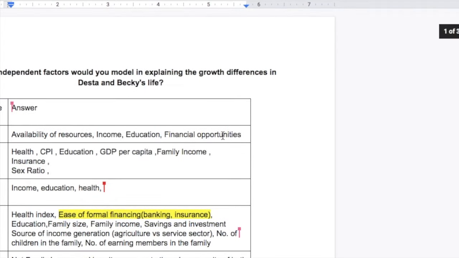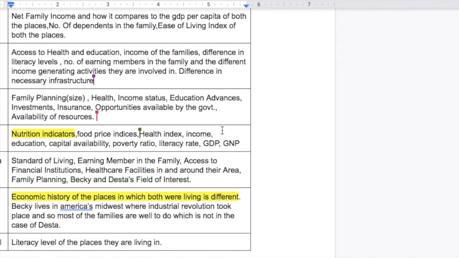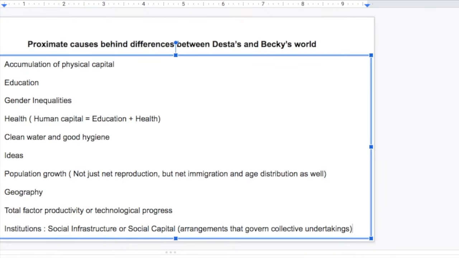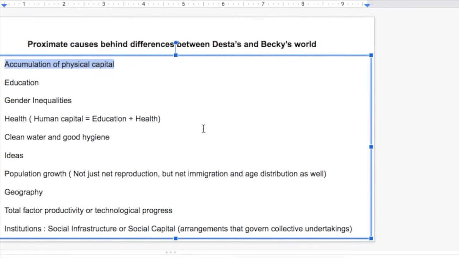So I think you guys have done a great job, and you, as a class collectively, have actually covered mostly all the points which are mentioned here in your text. So let's just compare these points now. Accumulation of physical capital is very obvious: if an economy has more physical capital, more tools, more machinery, then that economy will tend to grow at a faster rate.